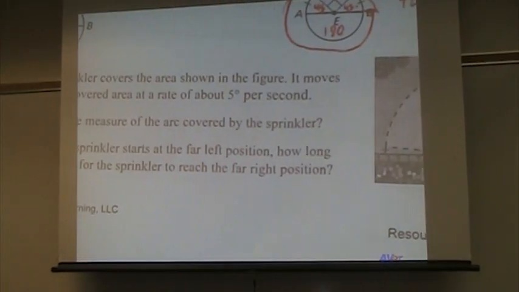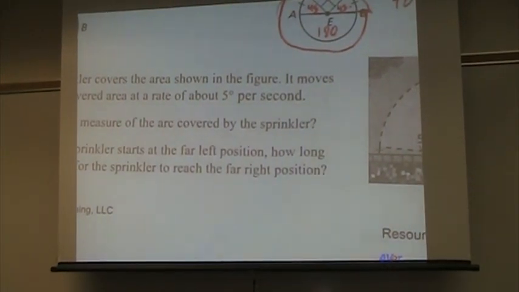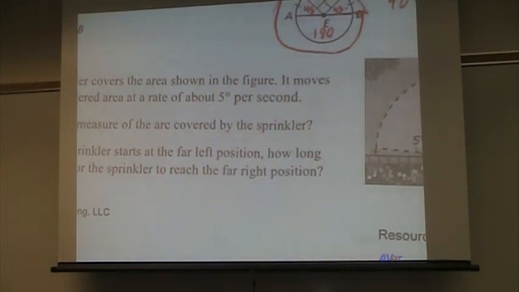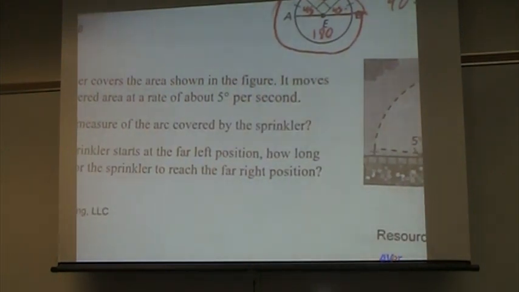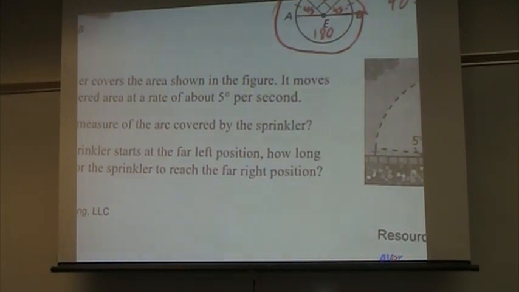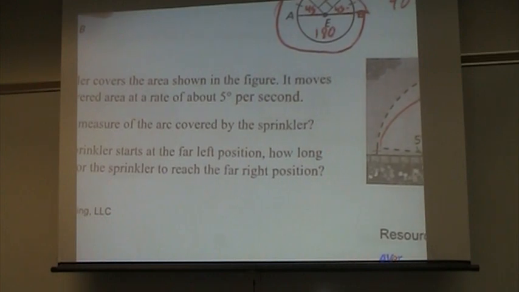Number 10. Water sprinkler covers the area. It moves through the covered rate at 5 degrees per second. Okay. Oh, it tells you you've got a 5-degree angle here, so this angle here is also 5 degrees. So how many total degrees is your sprinkler gonna move?